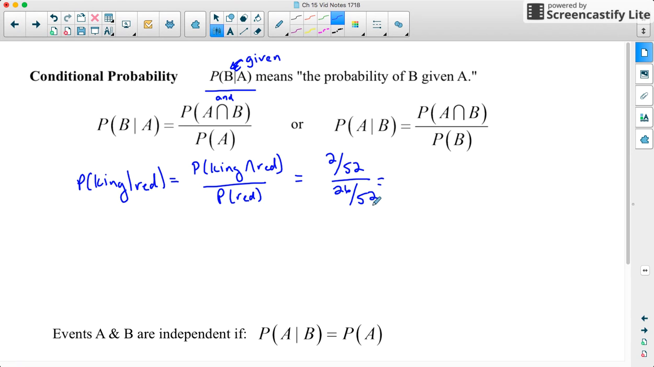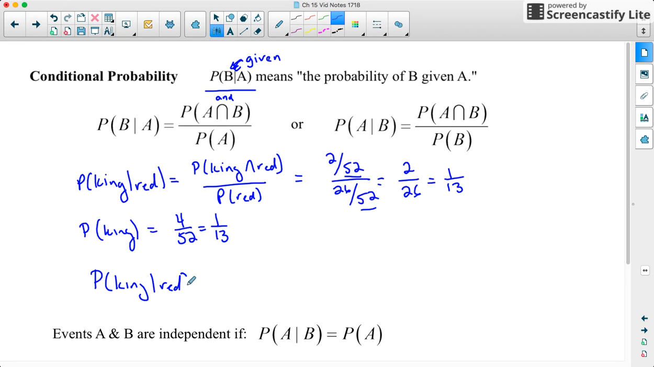And 2 out of 52 over 26 out of 52 is 2 out of 26. It's really helpful when the denominator at the top and the denominator at the bottom are the same. And then we can reduce that to 1 over 13. Now, the question is, well, what's the probability of a king? And the probability of king is 4 out of 52. There's 4 kings out of 52 cards in the deck, and that reduces to 1 out of 13 as well. Now, one neat thing that you can see here is that the probability of king given red is equal to 1/13, which is also the probability of king.